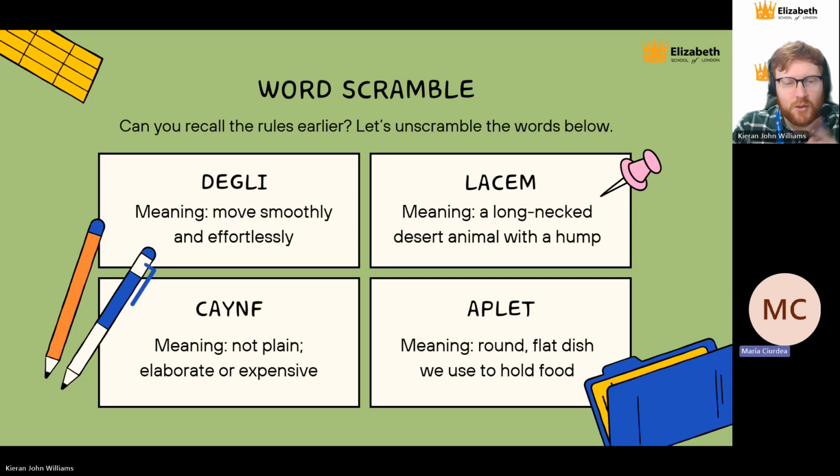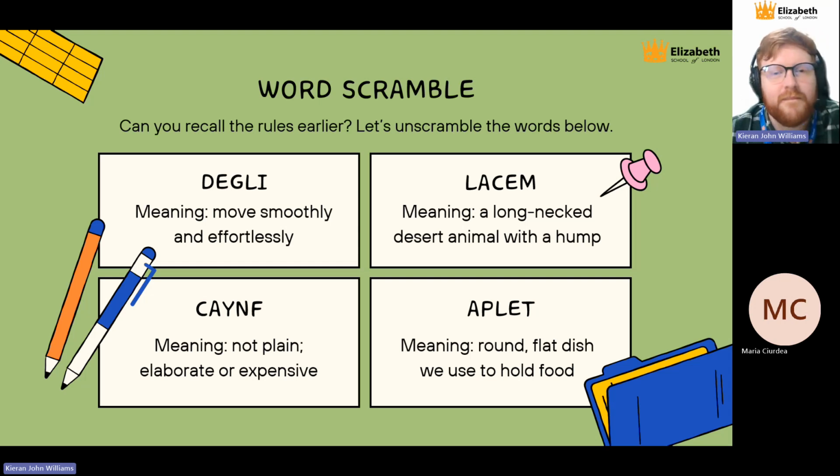Camel. Well, does it fit the letters? C, A, M, E, L. It does. Congratulations. Okay, so we'll give you a little clap emoji there. Well done. Good. Thank you. All right, so we got that one correct. Well done. What about this next one?